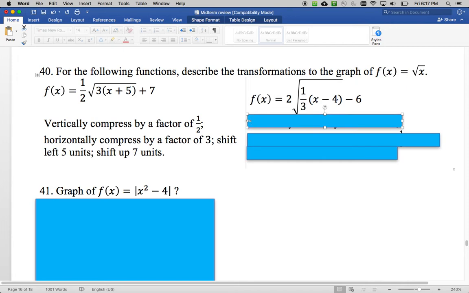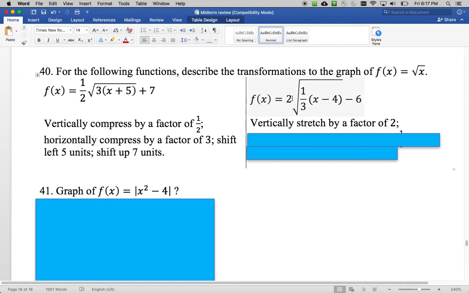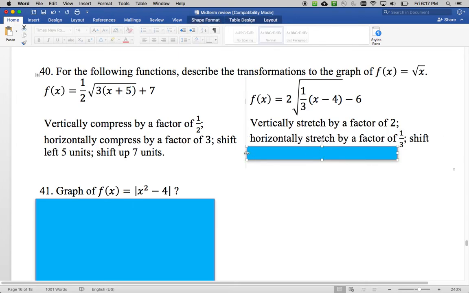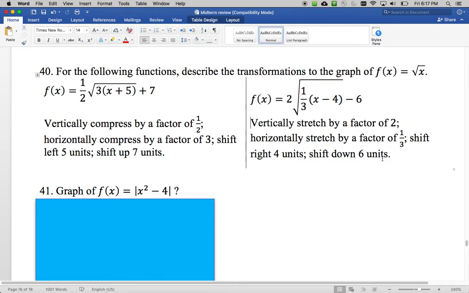Notice, okay, so now with this one, vertical stretch by a factor of 2, because with our A value, if it's greater than 1, it's a stretch. If it's a fraction or decimal between 0 and 1, then it's a compression. And then because our B value is 1/3, that's going to be a horizontal stretch by a factor of 1/3. And then we're shifting 4 to the right, and we're shifting 6 units down.